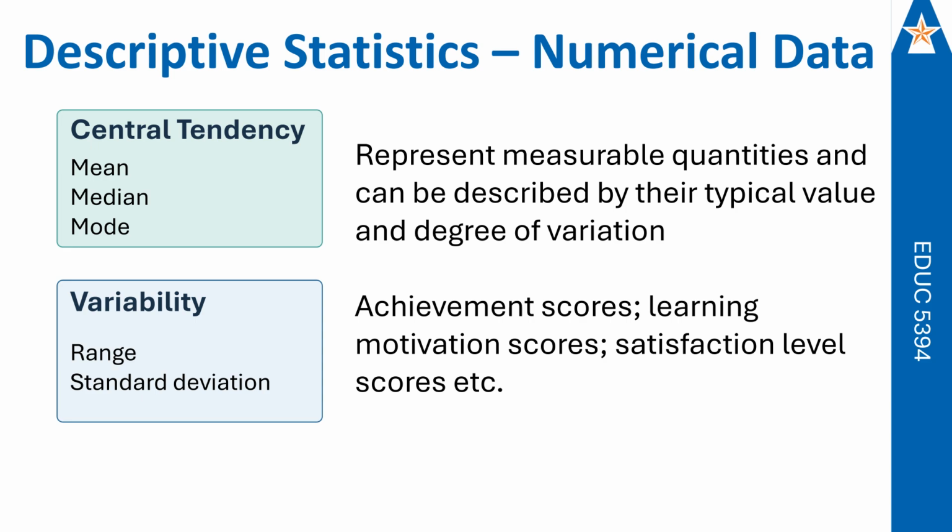The mean, median, and mode describe the center or typical value of a distribution. The mean is the arithmetic average. The median is the middle value when scores are arranged in order, and the mode is the most frequently occurring value. The range and standard deviation describe the variability or spread of the scores. The range is the difference between the highest and lowest values. A small standard deviation indicates that scores are closely clustered around the mean, whereas a large standard deviation indicates that the scores are more widely dispersed.